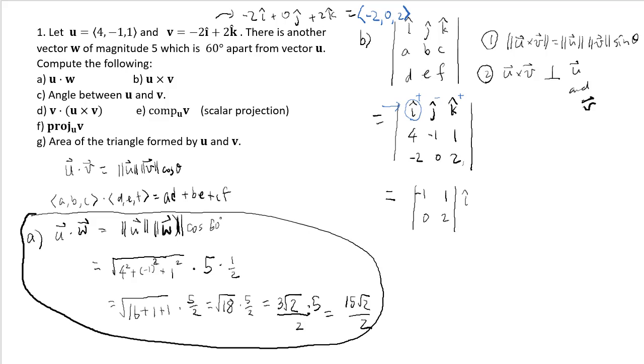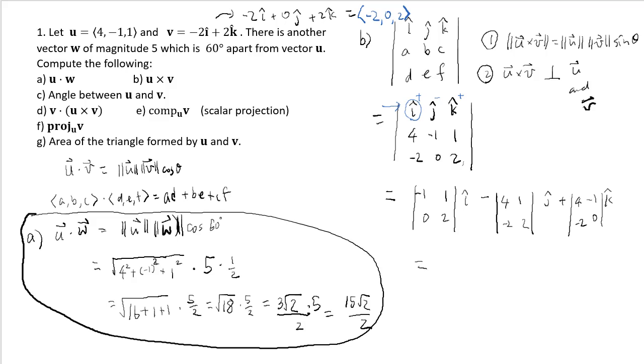And then I go to j. The checkerboard of signs says it's minus j. Let's put j with the minus. And I put the row and the column deleted, which gives you 4, 1, negative 2, 2. So it's 4, 1, negative 2, and 2. And then if I choose k, that's plus. There's 4, negative 1, negative 2, and 0. Alright.